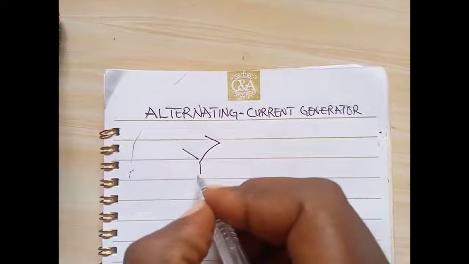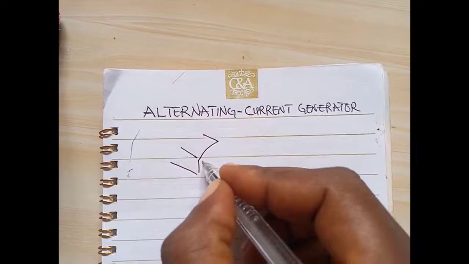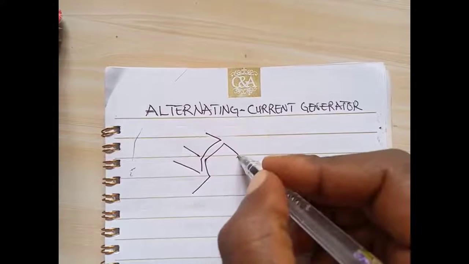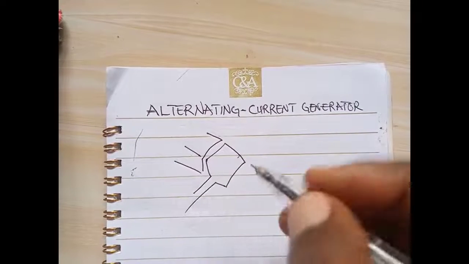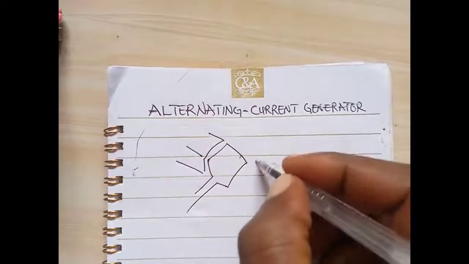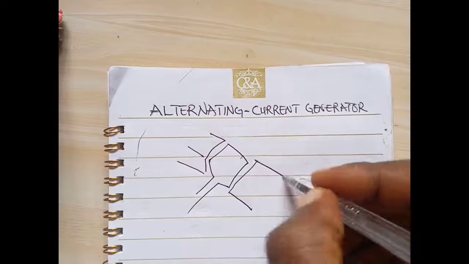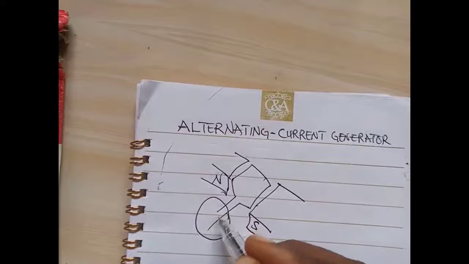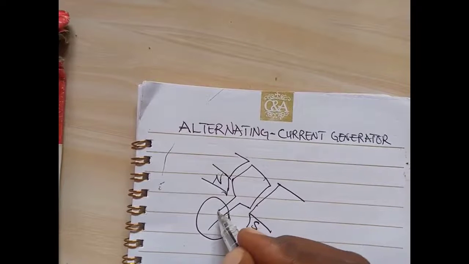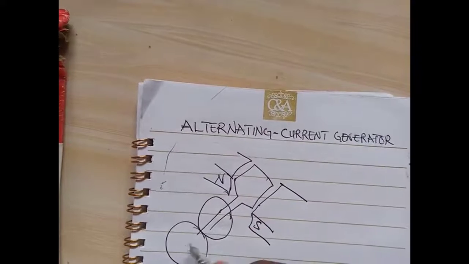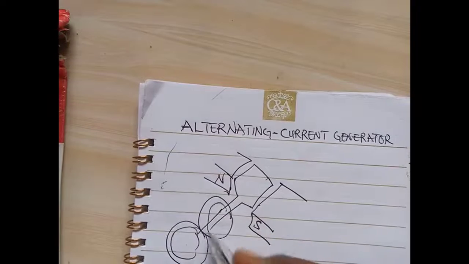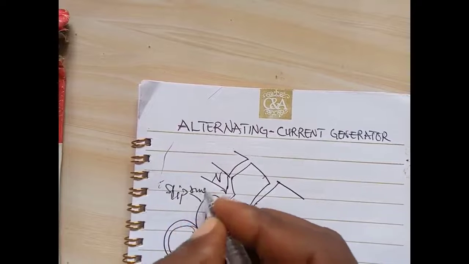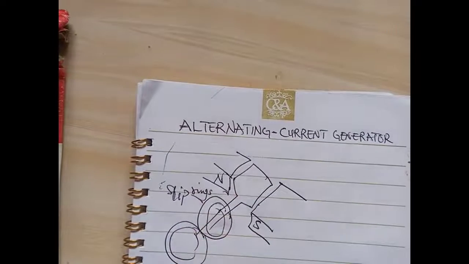Let's say this is a magnet and we have a loop. This is another magnet. These are the slip rings, there are two of them. Now they rotate.